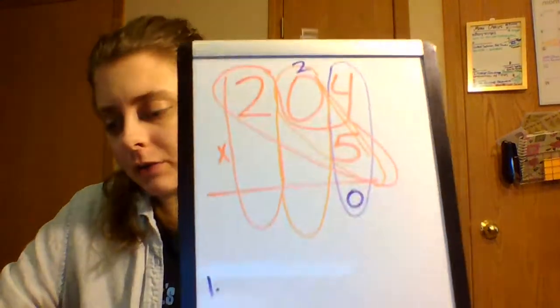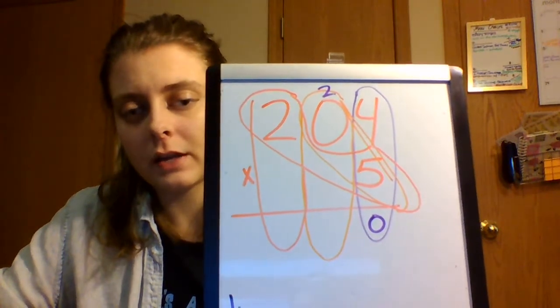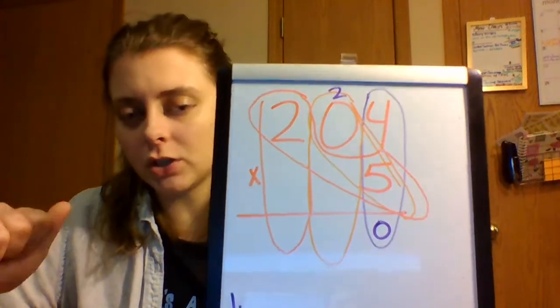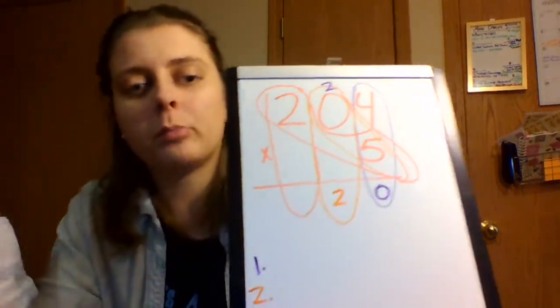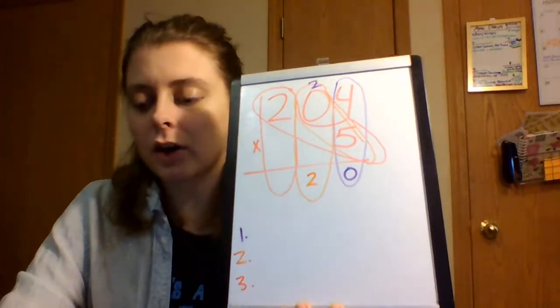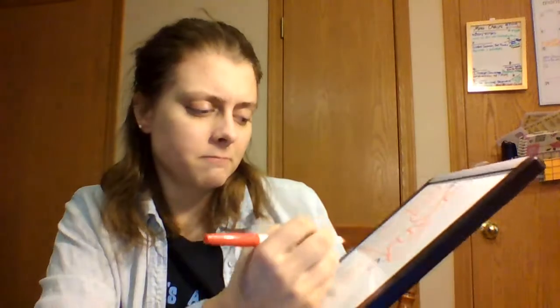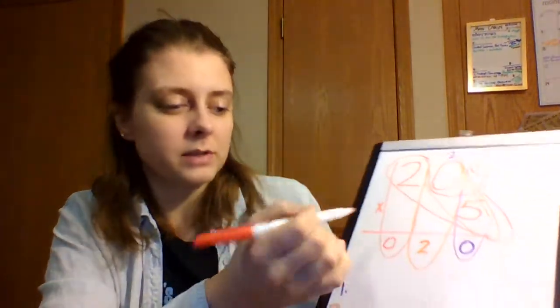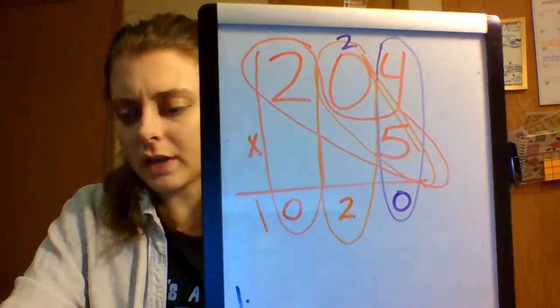Tens column, 0 times 5. Anything times 0 is 0 plus 2. Not 0 times 2, 0 plus 2. And then our last column is 2 times 5. 5, 10. We don't have a thousands place, so we just bring that 1 straight down. 1020.